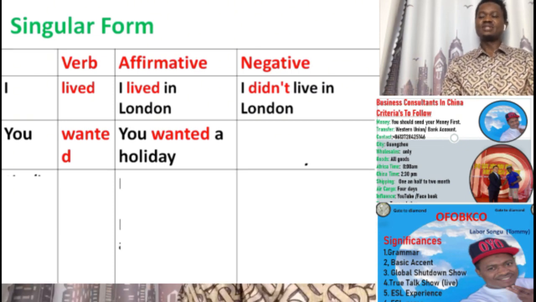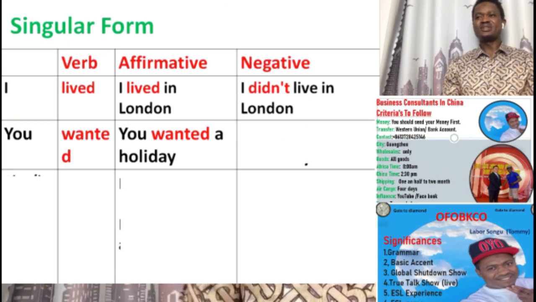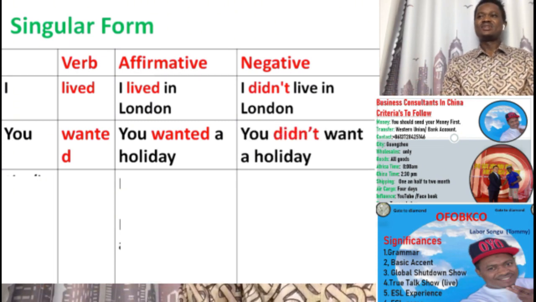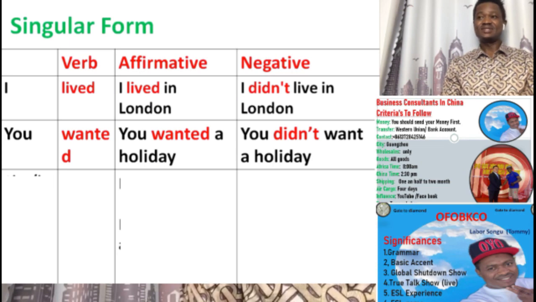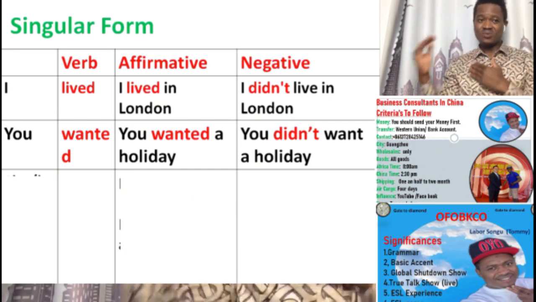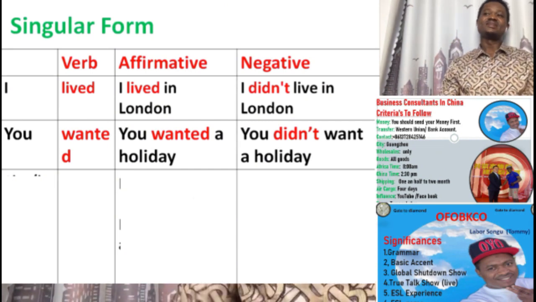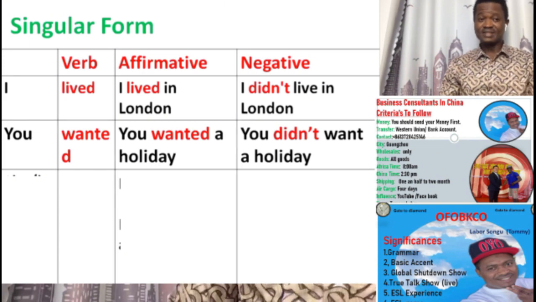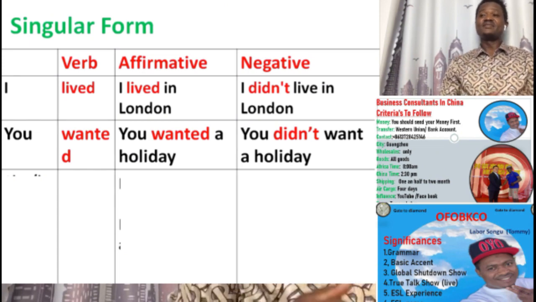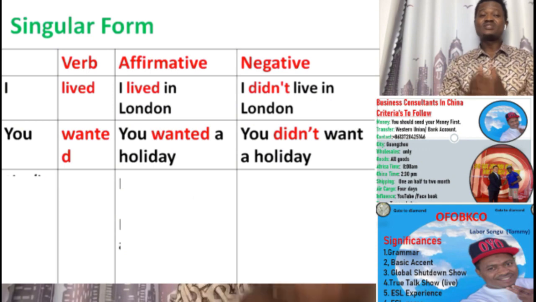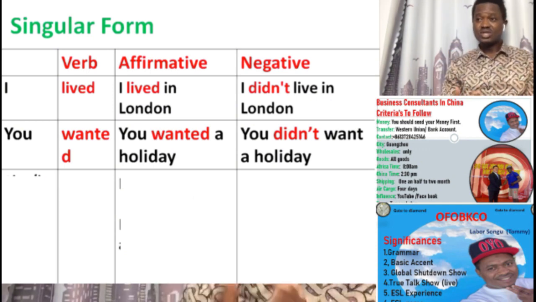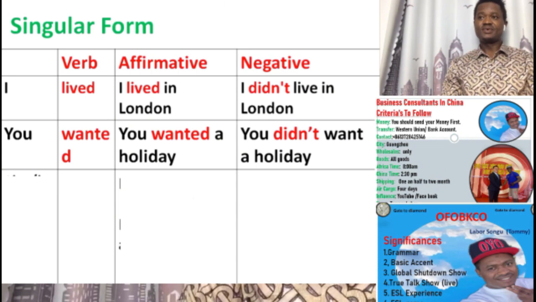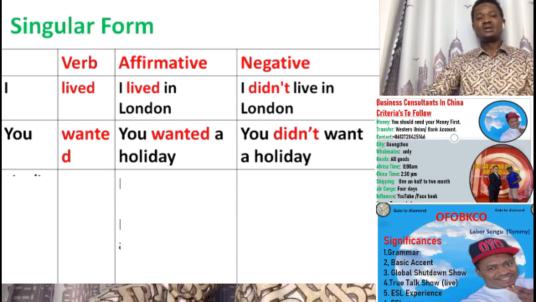All right, so the negative form is going to be: you didn't want a holiday. You've got to see here the verb is in the base form, want. We do not say wanted, we say want. So you didn't want a holiday. These are the things you've got to take care of, guys. Please, the negative form is so important. Try to remember that after the negative didn't, the verb should be in the base form. So, you didn't want a holiday. That is the negative form, guys. All right, let's go.